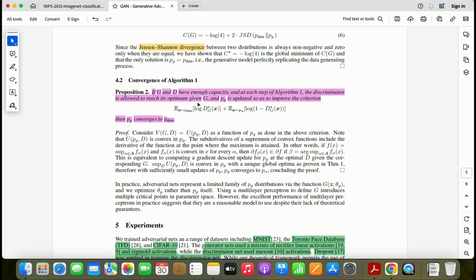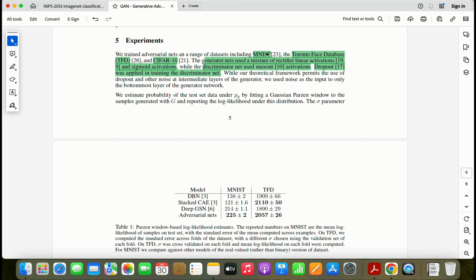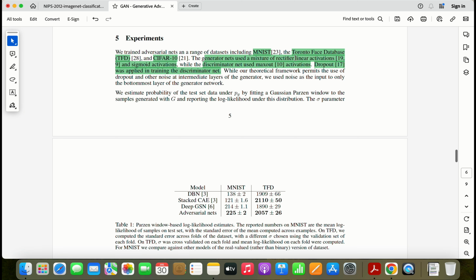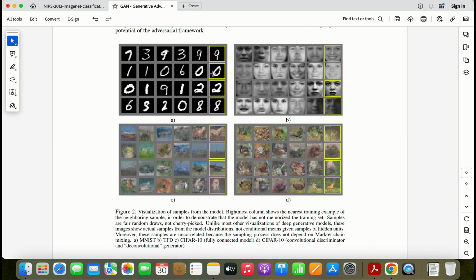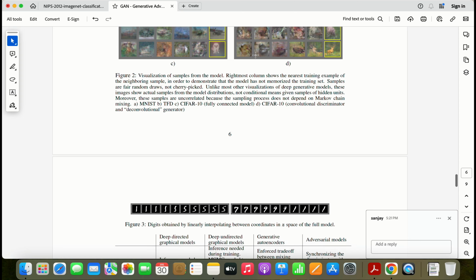What they are saying is that if there is enough capacity, enough data, enough steps in the algorithm, and the gradient is not vanishing, then PG will converge to P data. This GAN has been run on MNIST, TFD, and CIFAR-10. All these are popular data sets. The generator used ReLU and sigmoid activation, and the discriminator used maxout activation. Dropout was applied in training the discriminator. This is an example of the generated data they have shown: this is the training set, and this is the data which is generated. In all four images, the final column is generated data, and this signifies that it is not copied data. See, this is generated data, right? It's not copied. This is another important achievement of GAN.